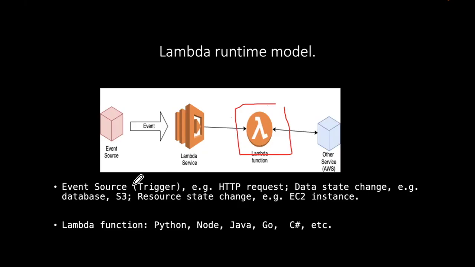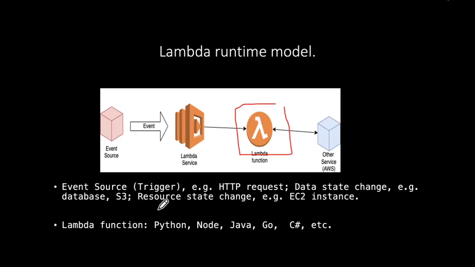The event source, we often refer to it as the trigger as well, the trigger for our function. There are many, many different possibilities. Of course, you control what are the event sources for your Lambda. That's something that you configure in your CDK stack file.